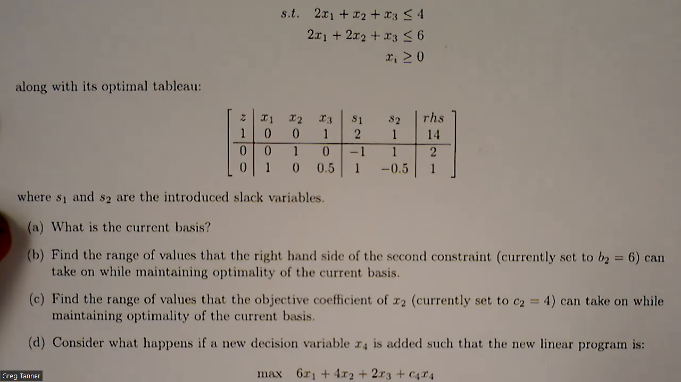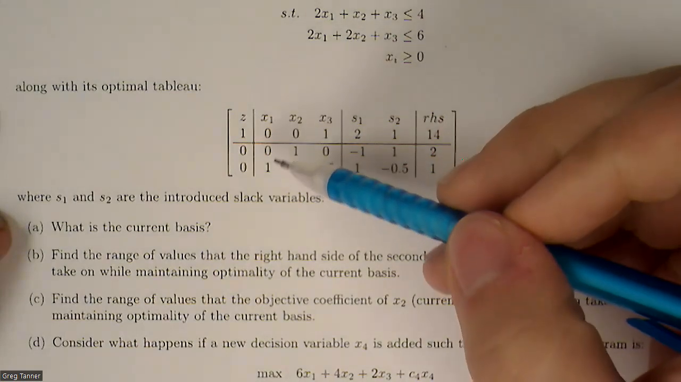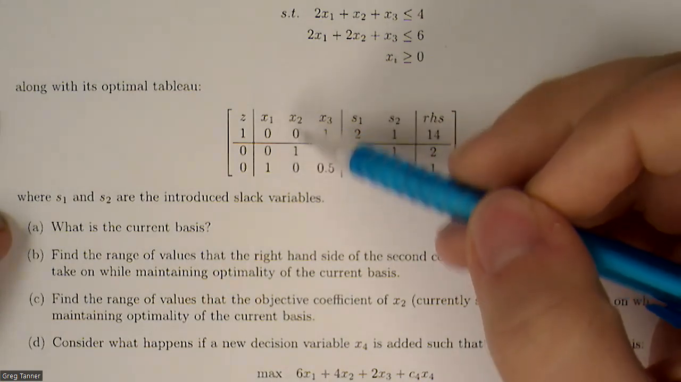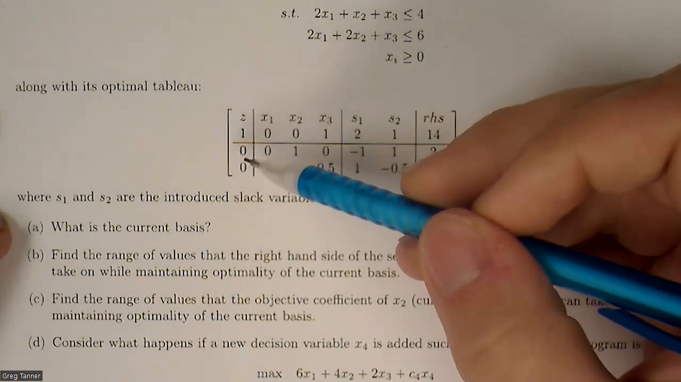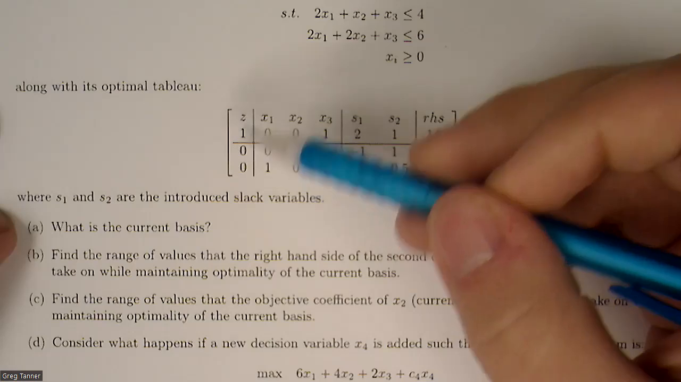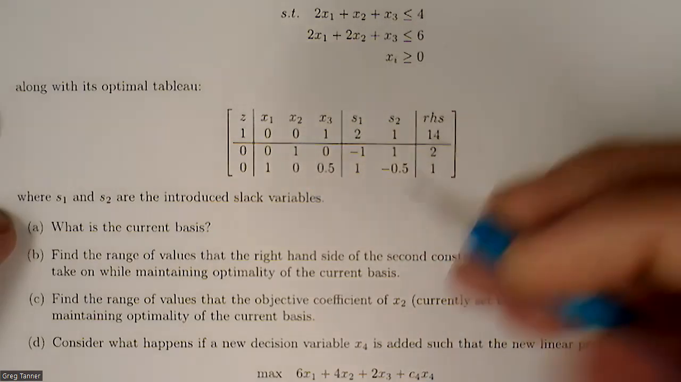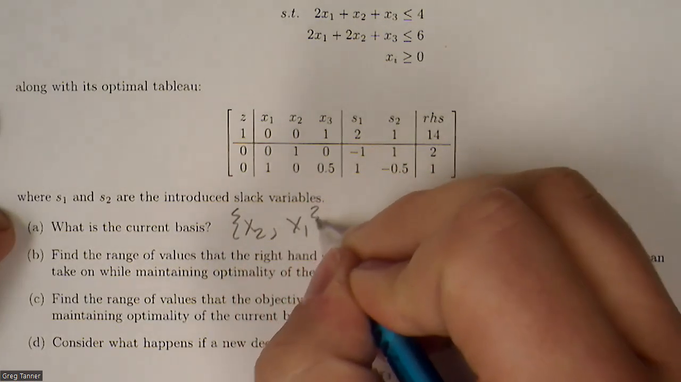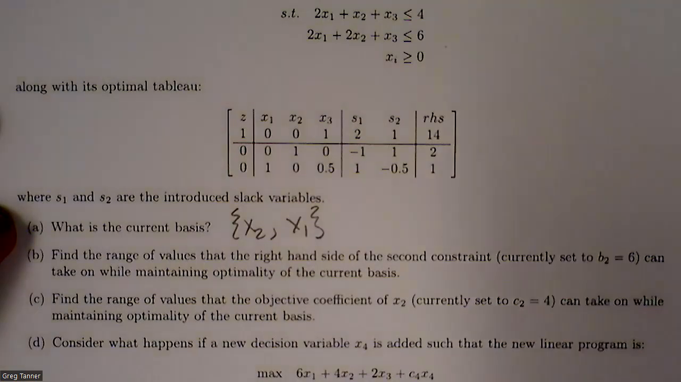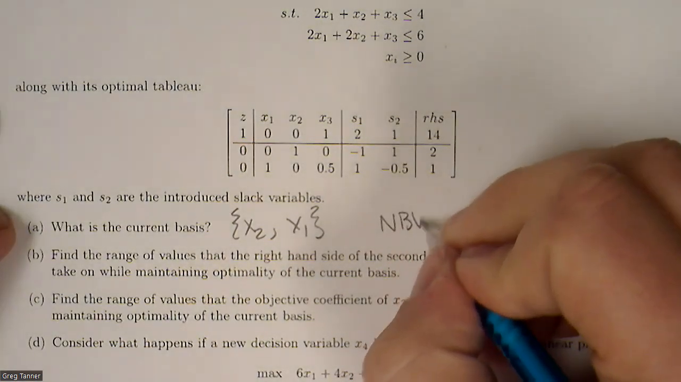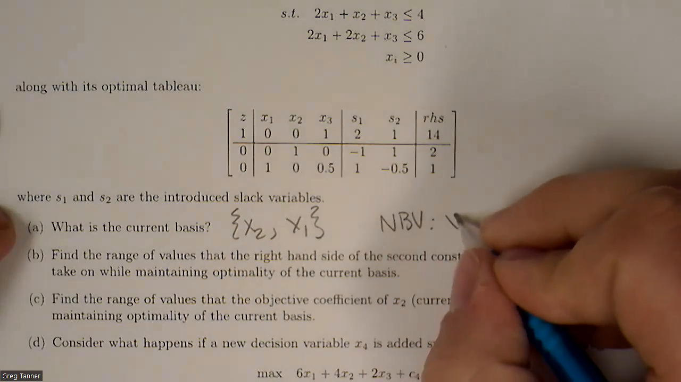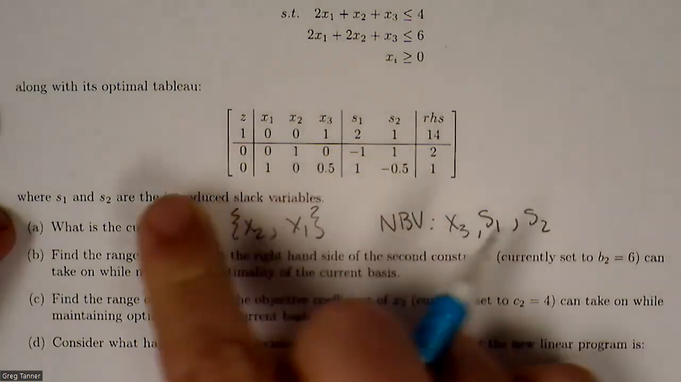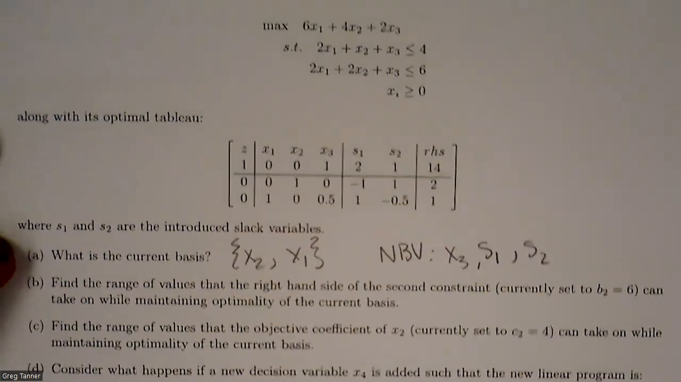Well, how do we find that current basis? We look for the standard basis vectors. In this case, our first standard basis vector is always z, right? Usually I don't count that as being part of the basis, but then the next standard basis vector is x2 and then x1. And maybe as a side note, our non-basic variables are going to be x3, s1, and s2, where s1 and s2 are the introduced slack variables for our two constraints.